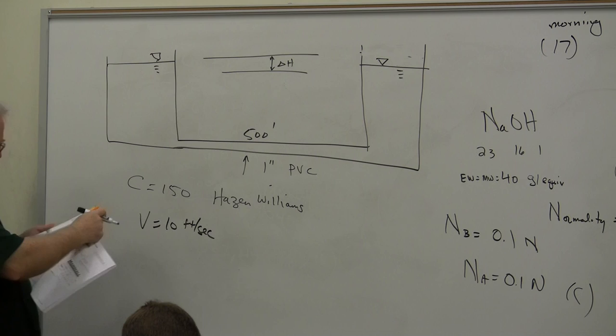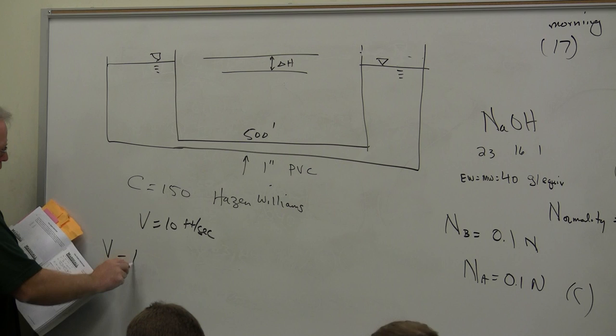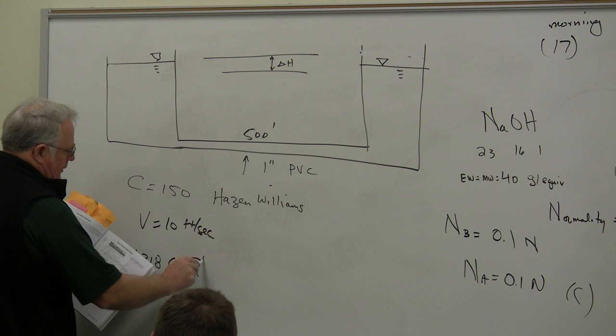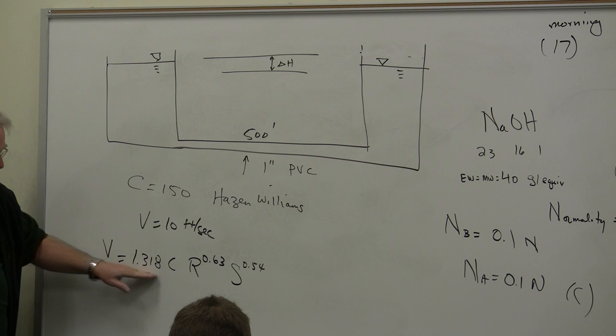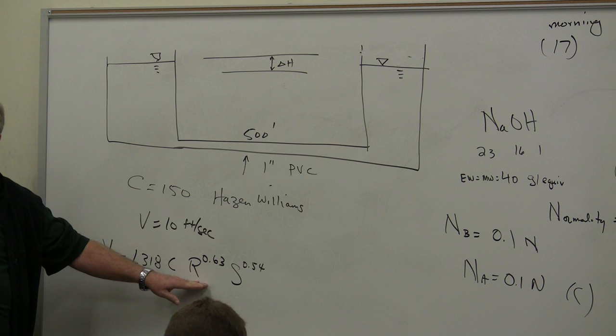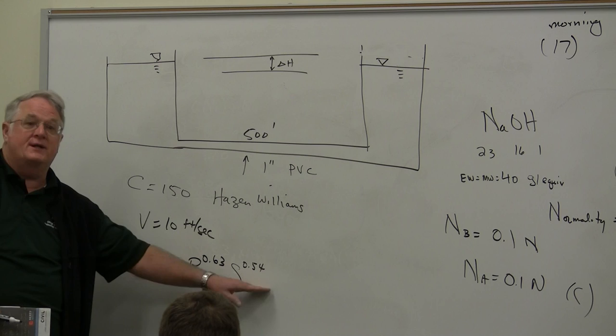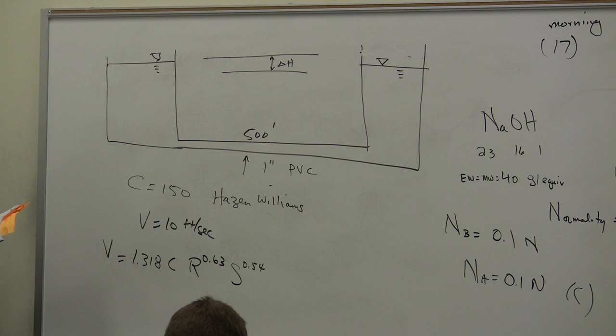Okay? So the Hazen-Williams formula is V is equal to 1.318 times C times R to the 0.63, S to the 0.54. You'll notice it's very similar to Manning's. Manning's has 1.486 over n instead of this 1.318C. It's got R to the 2/3, 0.67 instead of 0.63, S to the 1/2, 0.5 instead of 0.54. So they're very, very similar equations, okay? The R and the S are the same thing as we had in Manning's. R is hydraulic radius, A over P, and S is the slope.